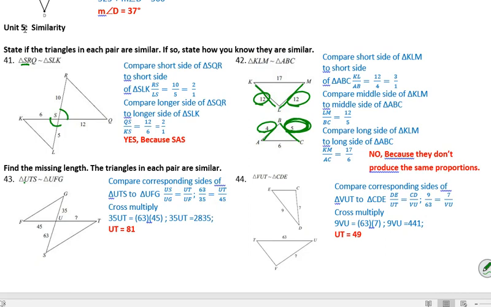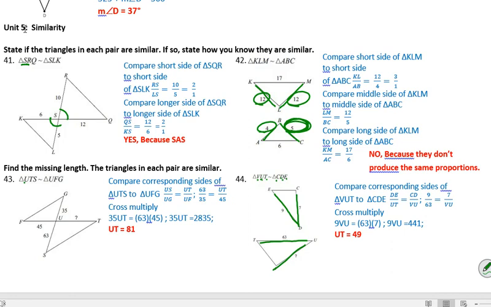Number 44 says compare the corresponding sides again. So we're solving for the question mark. Here again, we're looking at DE, last two letters, UT, right? DE is here, UT is there. So we're going to put DE over UT, and then we're going to talk about CD here. Notice that CD, first two letters, and VU. So that's what we're going to do.